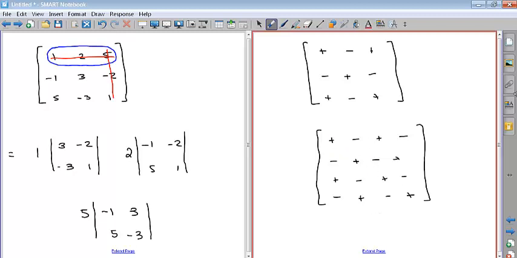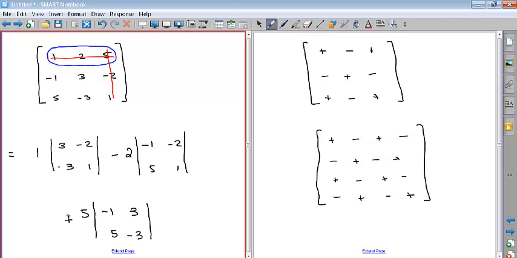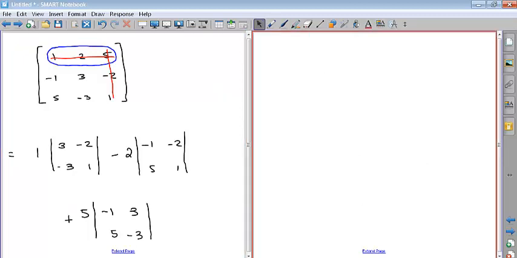So that's the procedure. So if we come over here, this one has a coefficient or a sign of positive. This 2 has a negative sign from here, and then the 5 has a positive. So that's how you figure out the signs in front of those. Then you use the method we just talked about previously to evaluate the value of this 2x2 determinant. So what you're going to have is 3 times 1 minus negative 3 times negative 2. So that's the first one, coefficient 1, 3 times 1 minus negative 3 times negative 2.